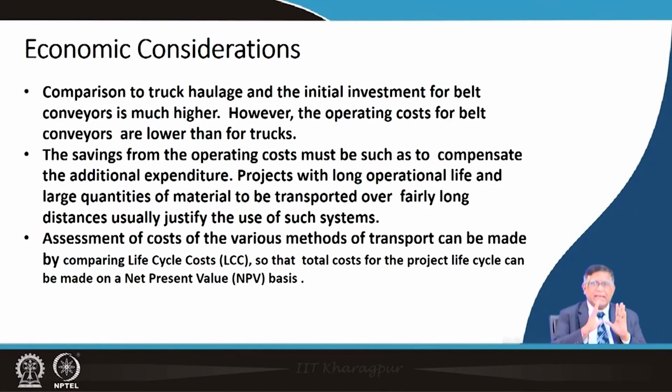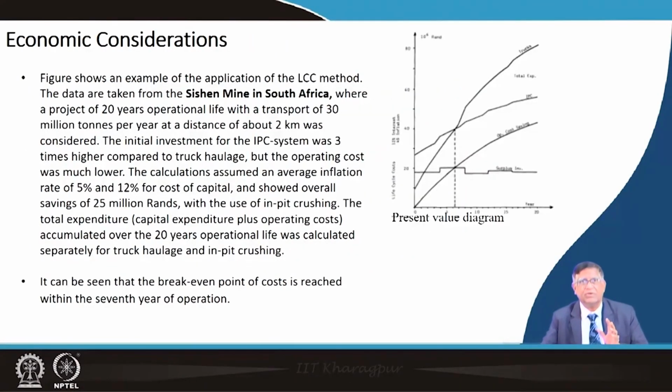So, that is why you will have to see which is the best way to make the combination and permutation of the things. Then the assessment of the cost of various methods of transportation can be made by comparing the life cycle costs, so that the total cost for the project over its whole life can be made on a net present value basis. You find it out. So, that economics part is to be considered.